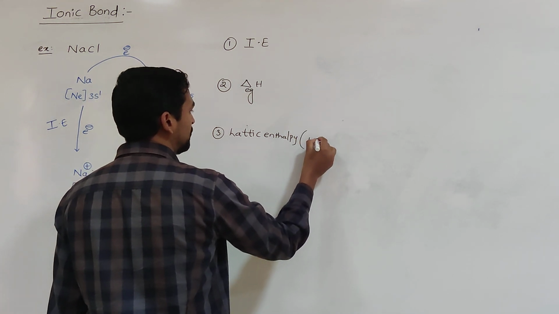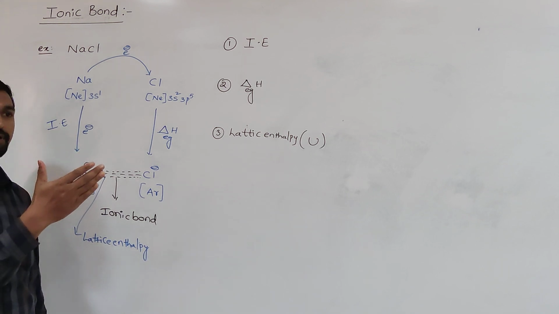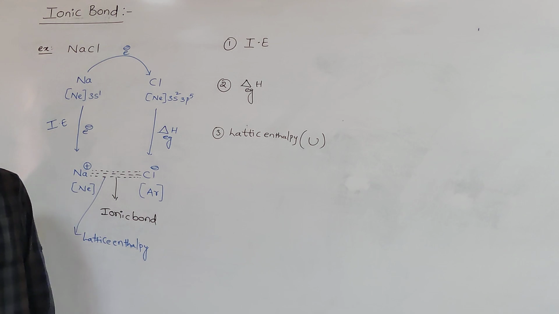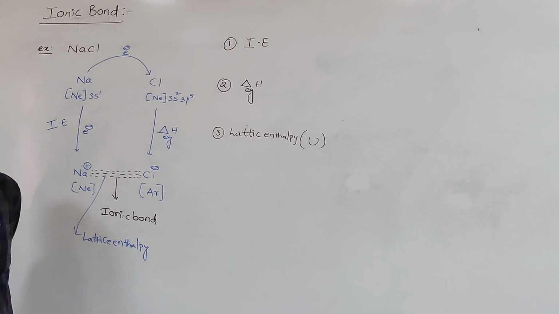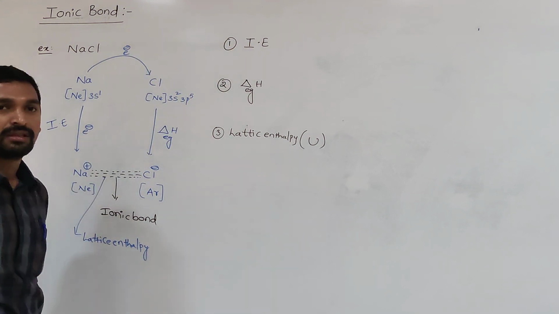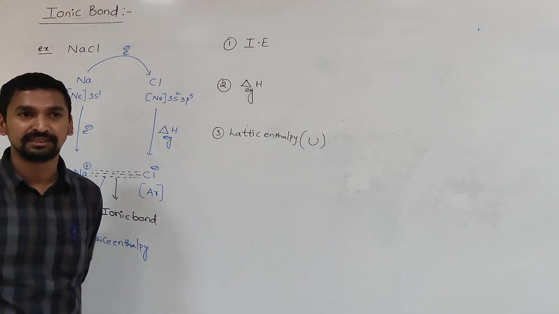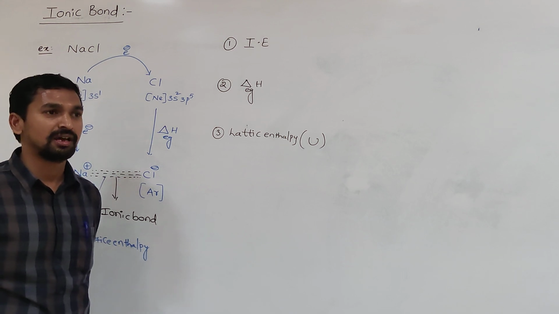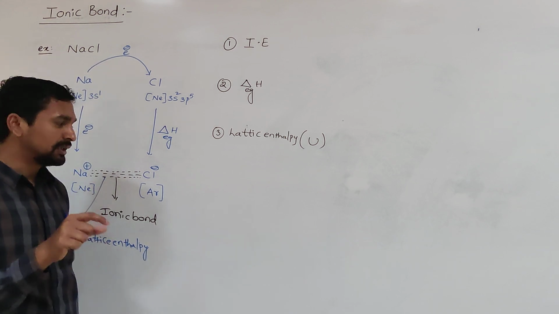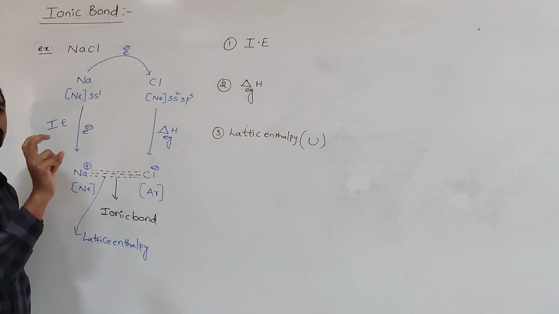For the formation of a cation, the atom should lose the electron. To lose the electron, definitely we need to break the force of attraction present between the nucleus and the outermost electron, so we require a certain amount of energy. That energy is generally called ionization enthalpy. The amount of energy required to remove the electron from the neutral isolated gaseous atom is called ionization enthalpy value.